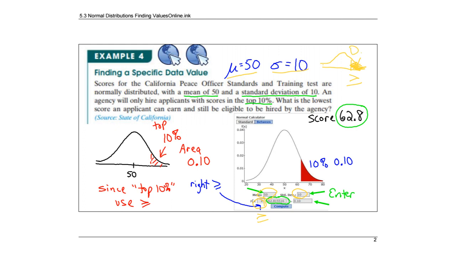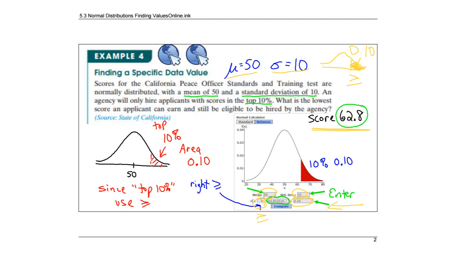All right, then we know that 10% is going to be the area in here. And so that's going to be 0.10. And that's going to go on the right side here of my boxes. And then when you hit compute, it's going to give you the score. And so in this case, the score that it gives me is 62.8. That's right here. So that's the box that you're going to be given once you give the other data.